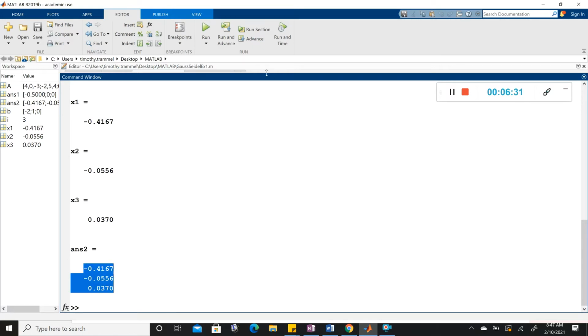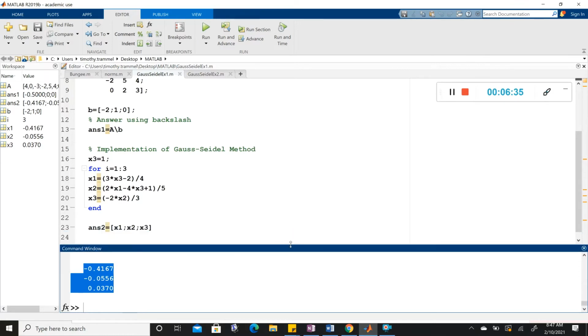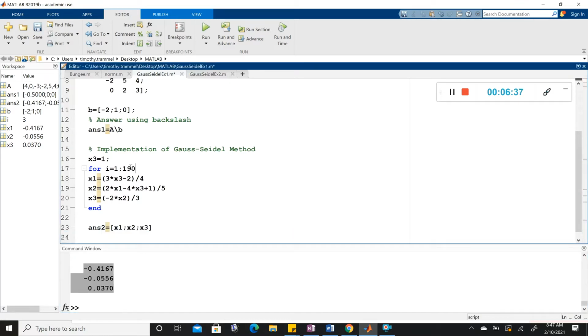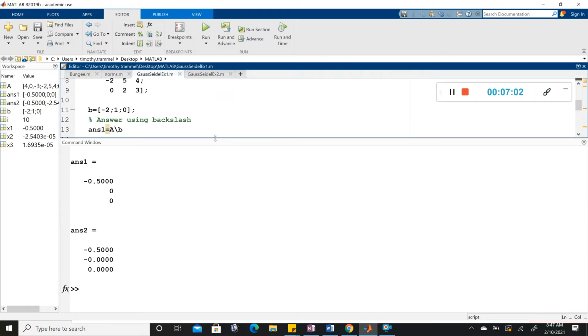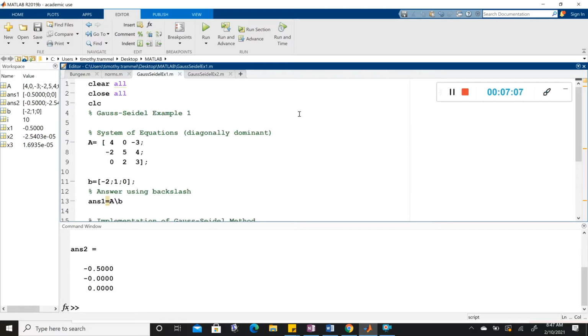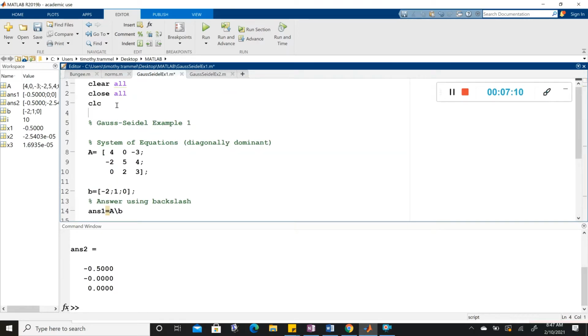But we've only used 3 iterations. Let's bump this up to 10, see what happens. I'm going to suppress all this as well, although you can see the answer right there that we just got from this technique. If I suppress that, we can see both our answers side by side without me moving the command window too much. There they are. The backslash command and with Gauss-Seidel, it looks like we have the same answer. Let's take a look at maybe a few more decimal places.